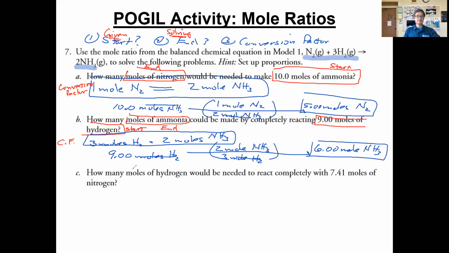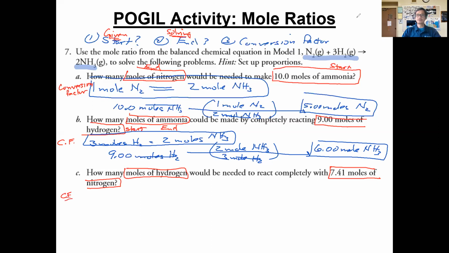Then finally, let's quickly do the last one here, and let's identify what we're given. This time we start out with 7.41 moles of nitrogen. That's what they give us, so that's what we start out with here. We are asked to solve for moles of hydrogen. That's what we're going to end up with. And with our conversion factor, let's go ahead and write that down.